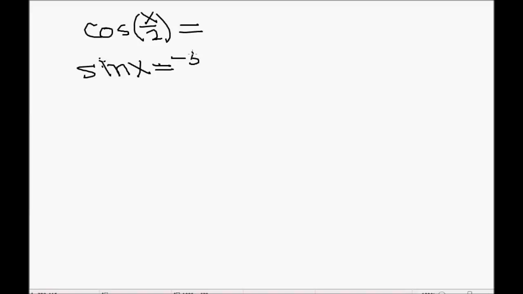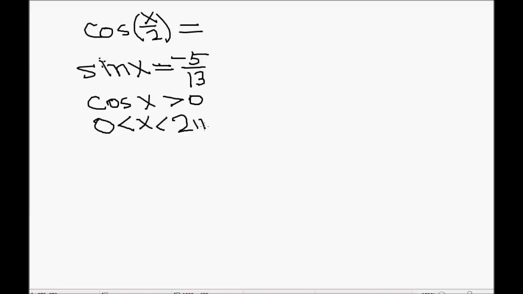For problem 6.8, the problem was as follows. We're trying to figure out what cosine of x over 2 is, given that sine of x is equal to negative 5/13. Also given that cosine of x is greater than 0. And lastly, that x is between 0 and 2 pi. And so the question is, what's cosine of x over 2?